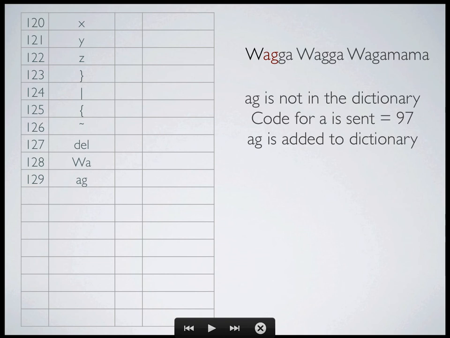Well, actually, did I tell you that wrong? I think I told you that wrong there. So AG is not in the dictionary. So the code for A is sent, which is 97, and AG is added to the table. GG is not in the dictionary, so the code for G is sent, and we add GG to our dictionary, to our table. We call it a dictionary. GA is not in the dictionary, so we send the code for G.